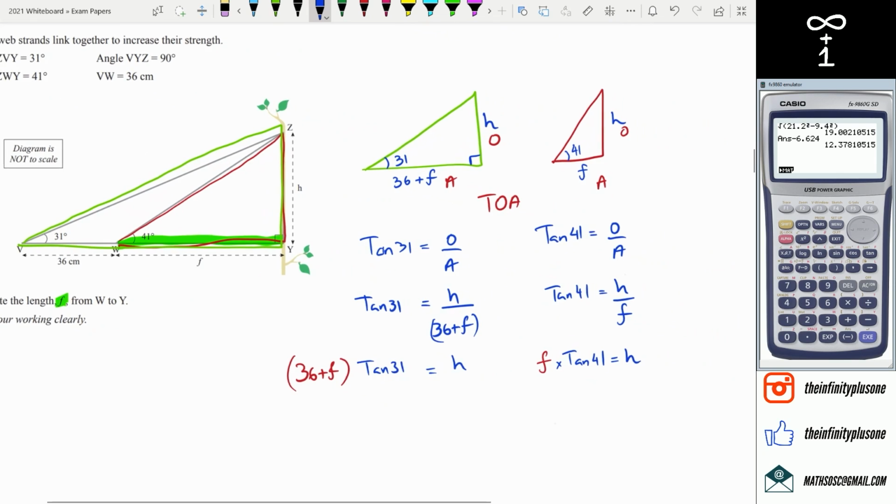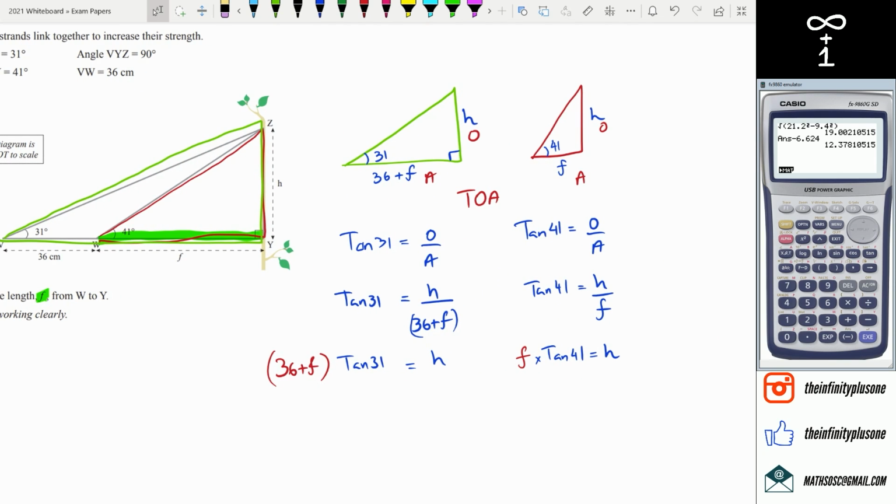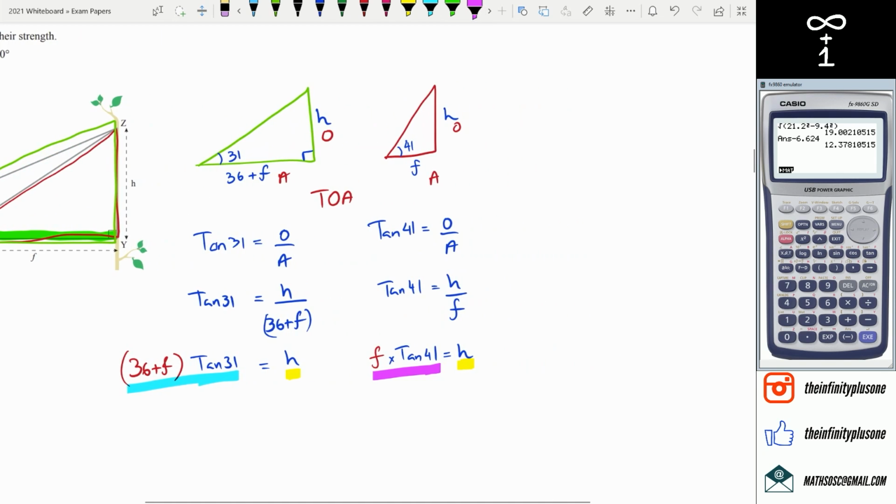So now I've got two equations that both equal H. You need to think about it like this. Imagine this light blue part is equal to the yellow part. And if we've got another part, let's say this time I color it pink, that also equals yellow. Then if blue equals yellow and pink equals yellow, we can say that pink must equal blue. If you're struggling with that concept, don't worry about it.